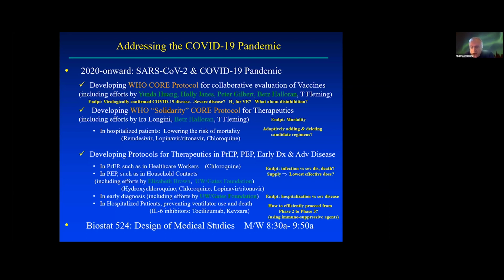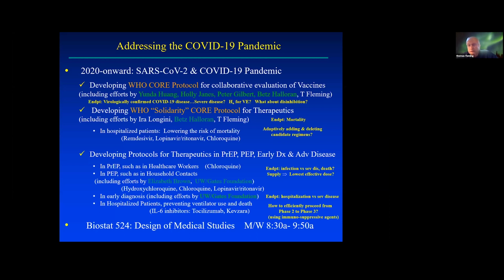And there are efforts now starting in early diagnosis. Also, the UW Gates Foundation key in that, looking at studies in early diagnosis and in hospitalized patients beyond what Solidarity is looking at. There's interest in IL-6 inhibitors, tocilizumab and Kevzara. So this is what's happening. What are some of the open questions? What are the struggles? That's kind of what I've shown in yellow here.